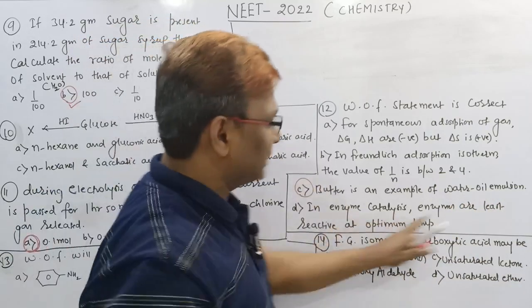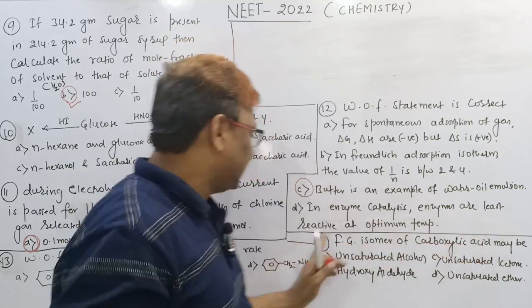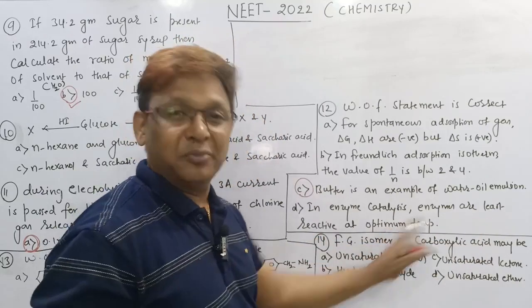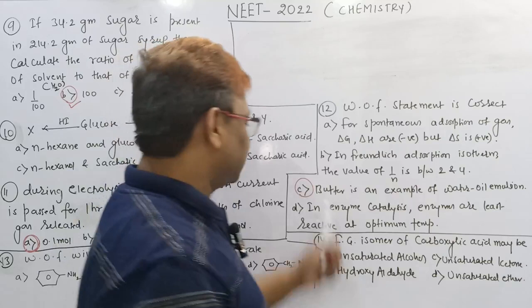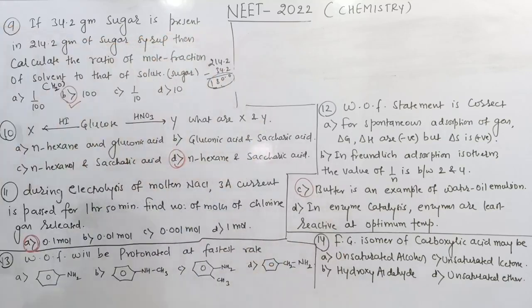This is the answer. In enzyme catalysis, enzymes are least reactive at optimum temperature. No, enzymes are more reactive at optimum temperature. Everything is wrong except the third one, C, which is correct. Come to question number 13.